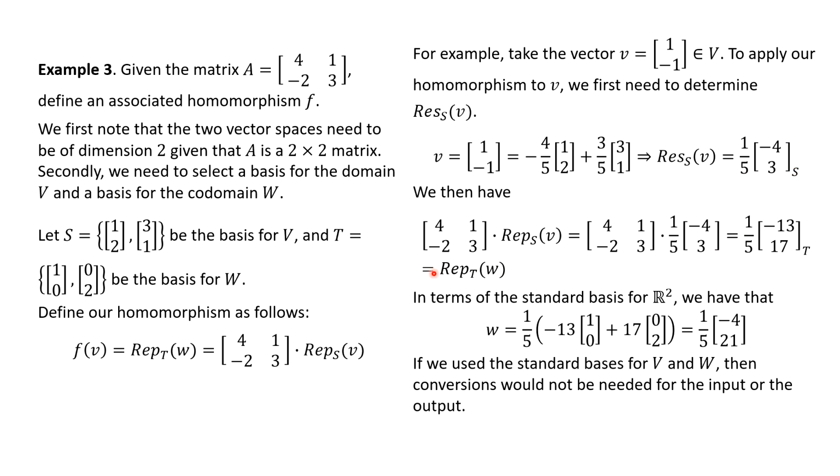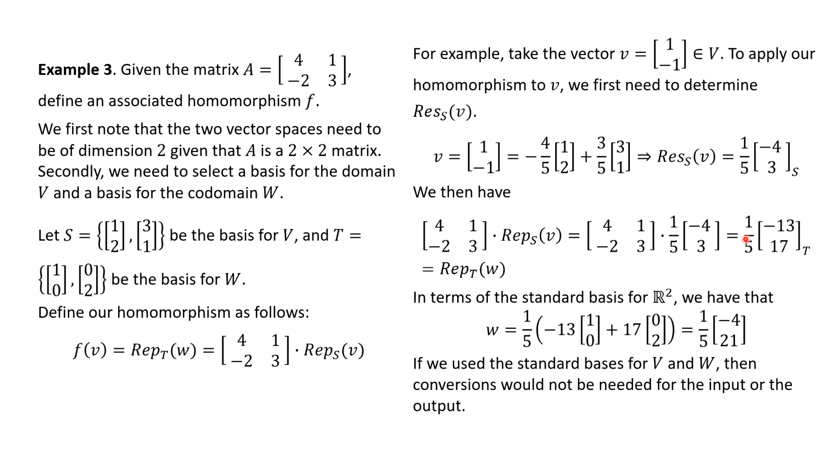And then we can compute the mapping under our defined transformation F. So we take this matrix and we multiply it times this, which I've written in here. I just pulled the 1/5 out, and then I multiplied this matrix times this column vector, and I get 1/5 times (-13, 17) in terms of the basis T.